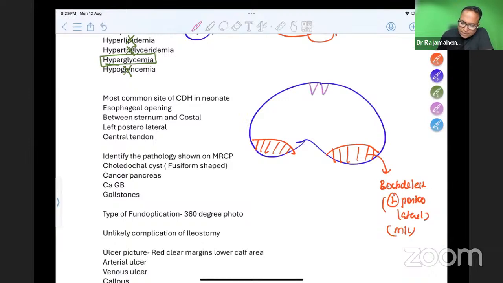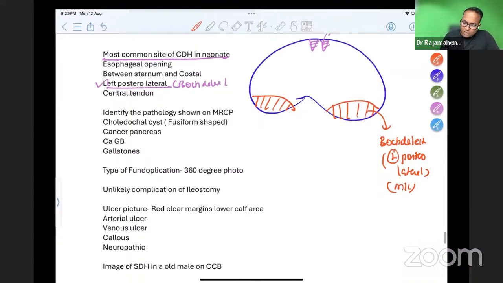A very rare hernia happens medially, anteromedially, called the Morgagni hernia. So very commonly given, they have asked a simple question. The most common type of congenital diaphragmatic hernia is left posterolateral, called Bochdalek.